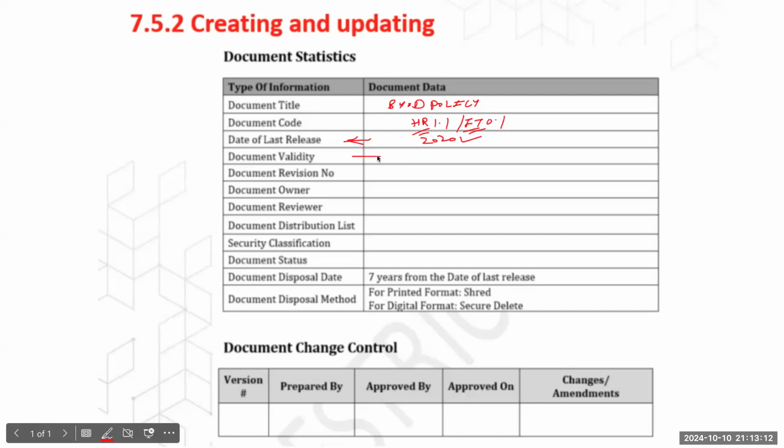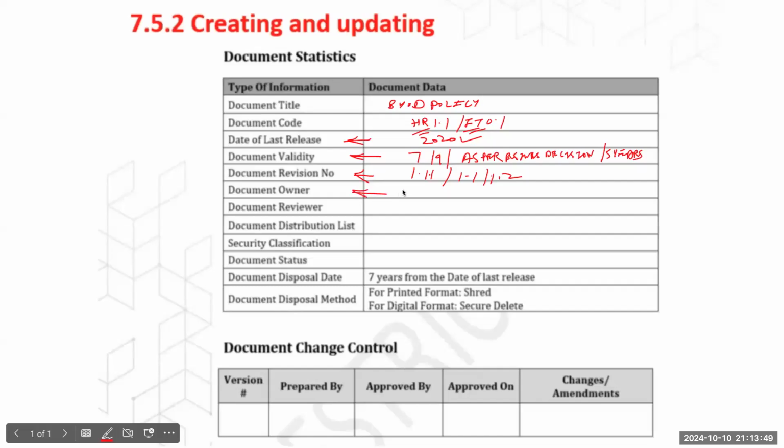Document validity: for example, if the document validity is 7 years or 9 years, or as per business decision, you need to mention it here. Normally document validity is 5 years, which I have seen. So 5 years is usually the default they put. And document revision number: what is the revision of this document? You can mention it as 1.1 or 1.2, something like that. These will be revision numbers.